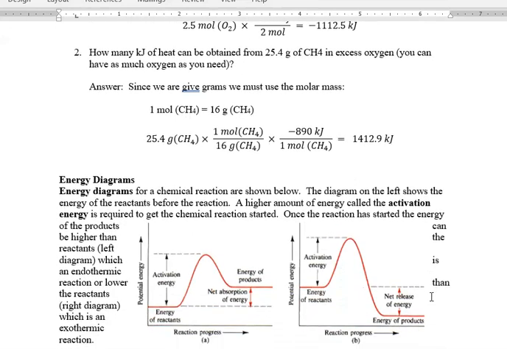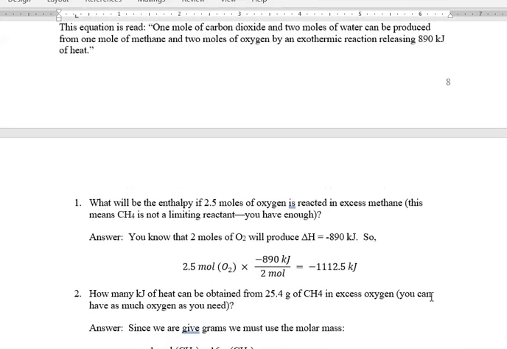So let's just look at the calculation here. So you get 890 kilojoules for every 2 moles. You see that in the center of the equation there. And that's going to tell you how many kilojoules per mole. If you then multiply that by 2.5 moles, that'll tell you how many kilojoules you'll get from combusting 2.5 moles of oxygen. And that's negative 1,112.5 kilojoules.